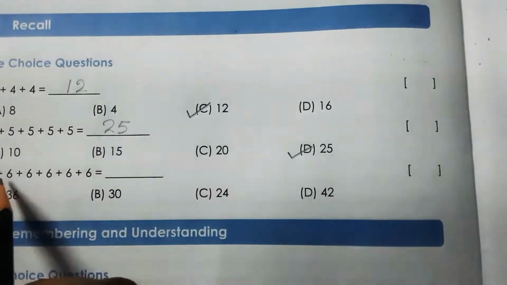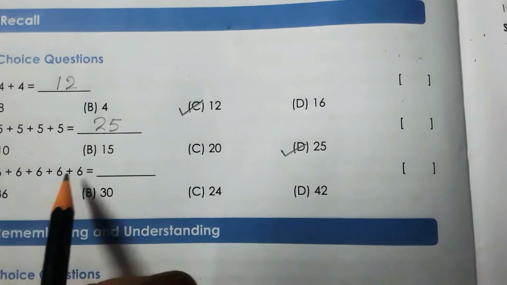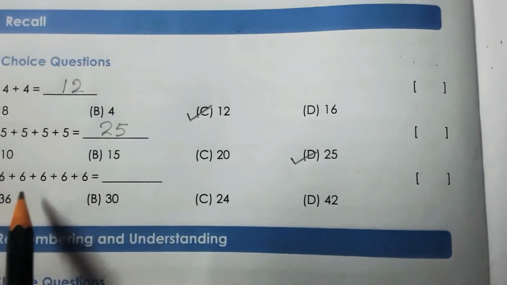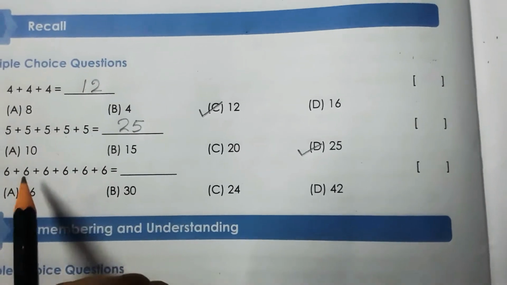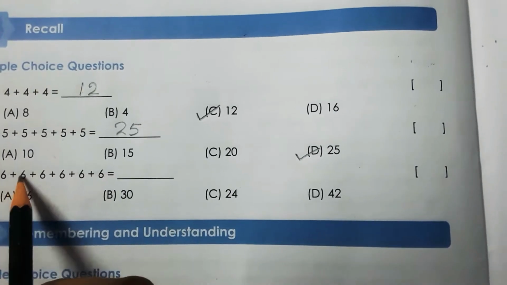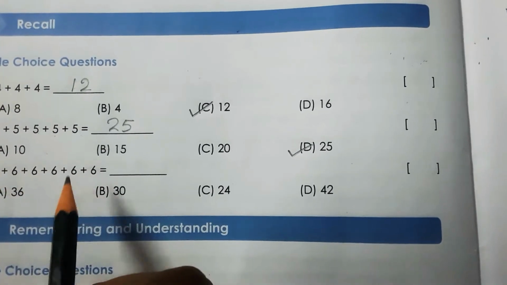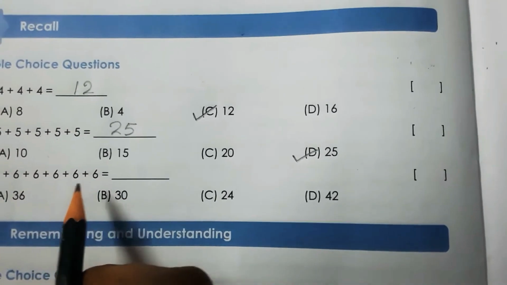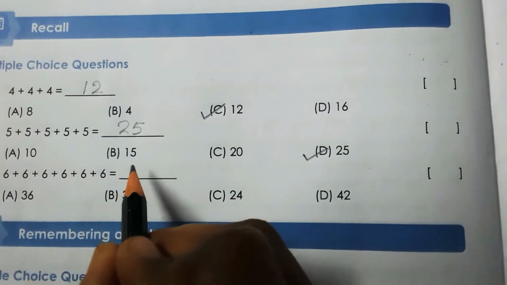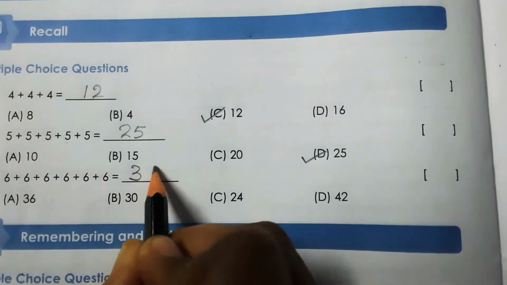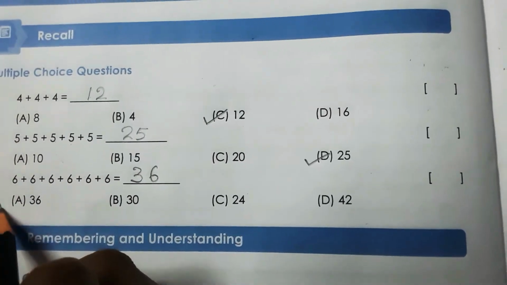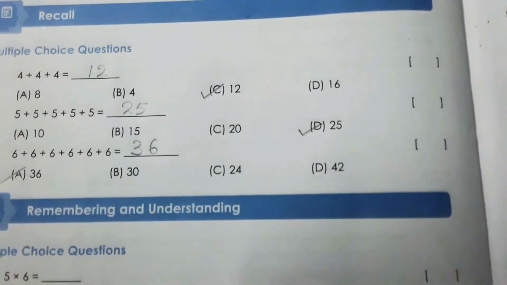Next one, 6 plus 6 plus 6 plus 6 plus 6 plus 6. So, here 6 is adding repeatedly. How many times? That is 1, 2, 3, 4, 5, 6 times. And we are adding 6 times 6 is 36. So, you can write 36. Option A is the right answer.